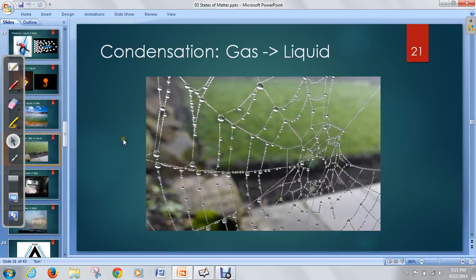Then we have condensation, which is gas to liquid. So you can think of dew points and things like that, when the water condenses back onto the grass. This is a cool picture of water condensing back onto a spider web.